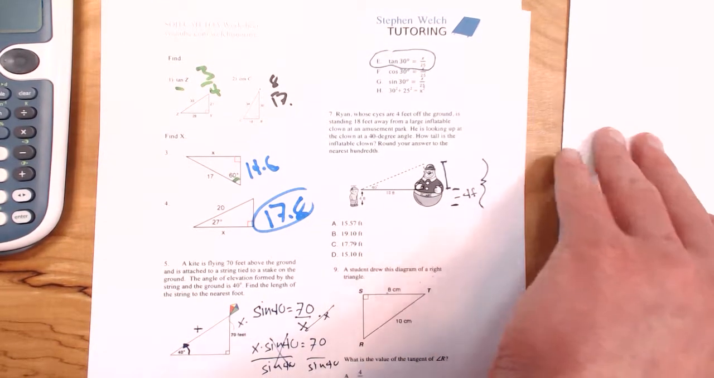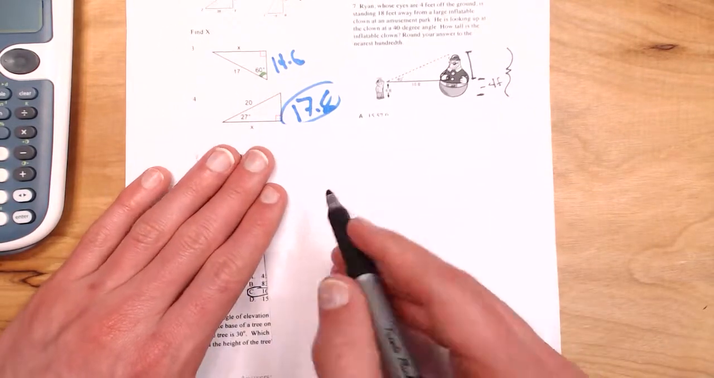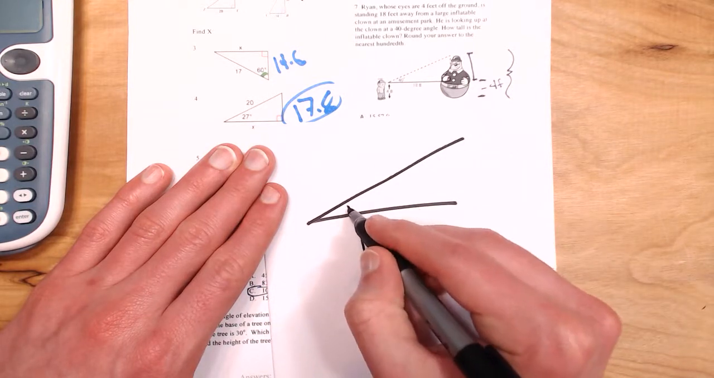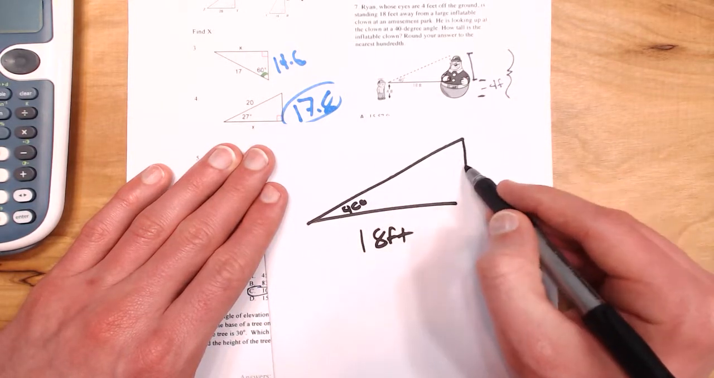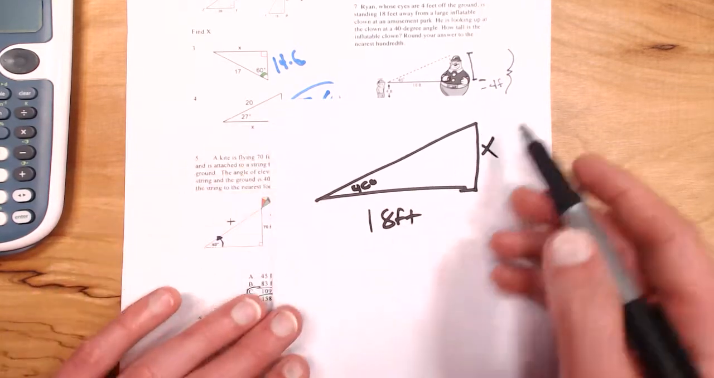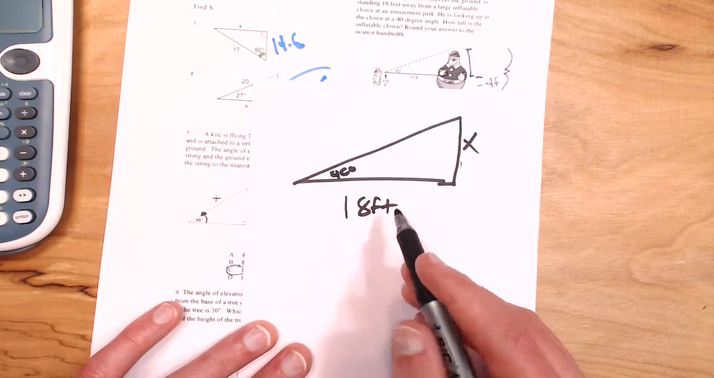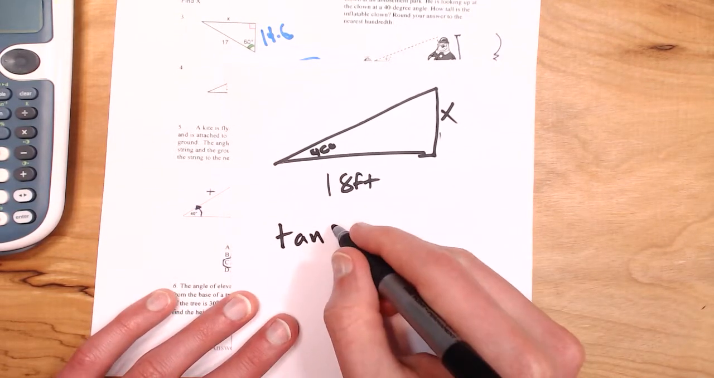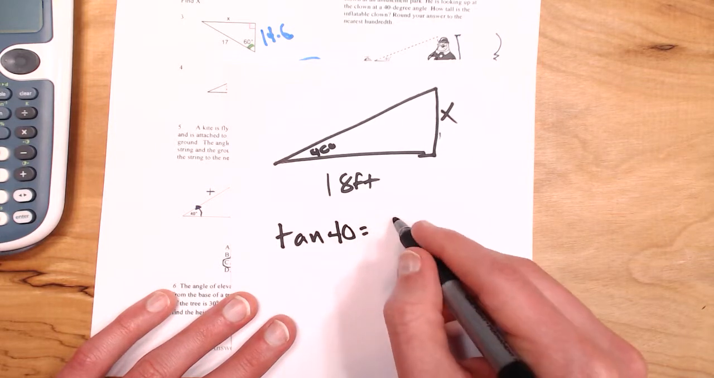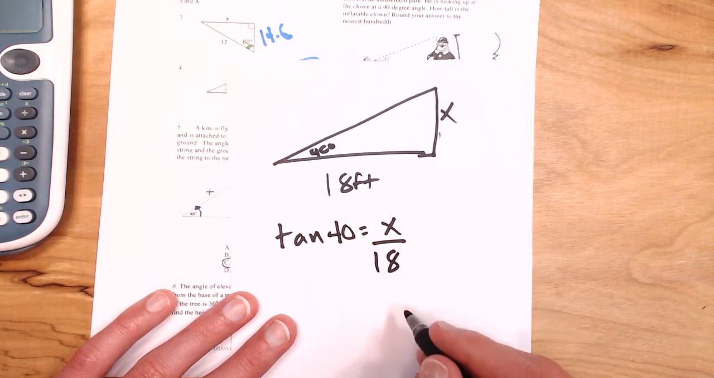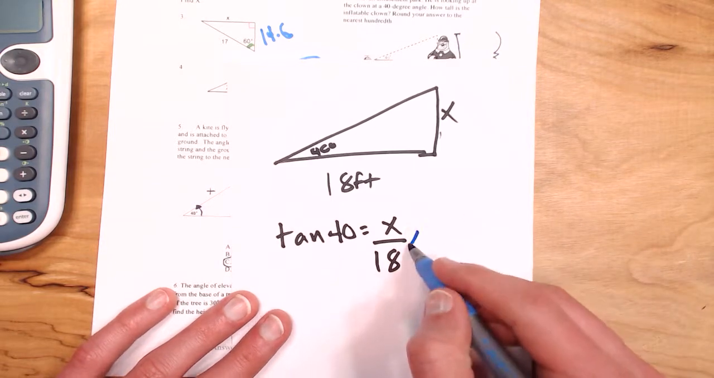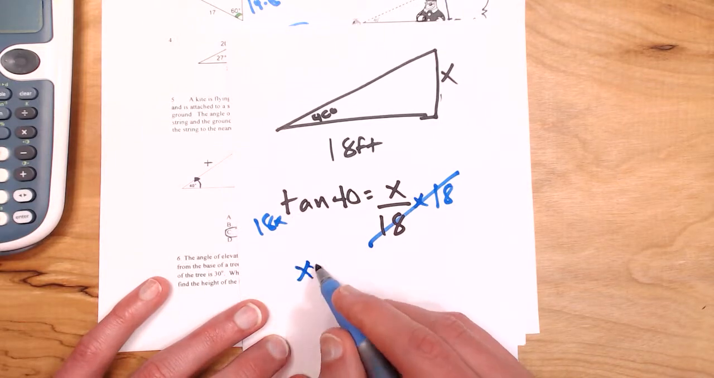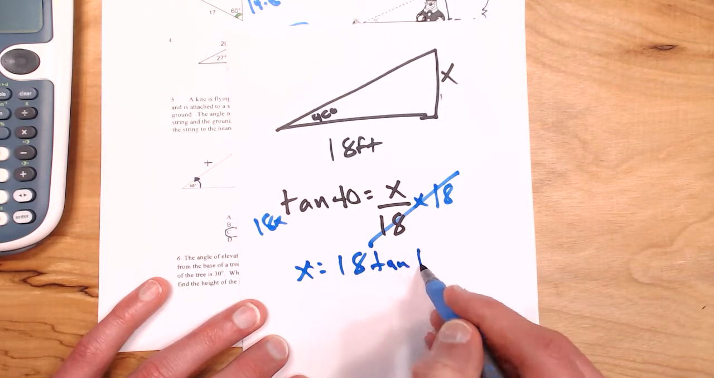So let's think about our triangle here. It has a base of 18 feet. It has an angle of 40 degrees. And we want to find the height. I'll call that x. So we have two sides, opposite and adjacent. So I'm going to use tangent for opposite and adjacent, TOA, tangent. So the tangent of 40 is equal to x over 18. I want to get x by itself, so I'll multiply both sides by 18. These cancel, and I have x equals 18 tan 40.